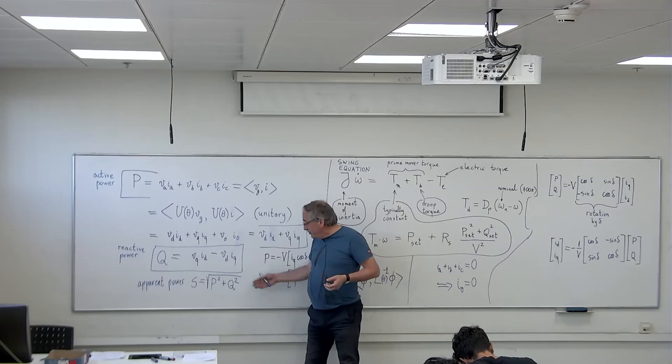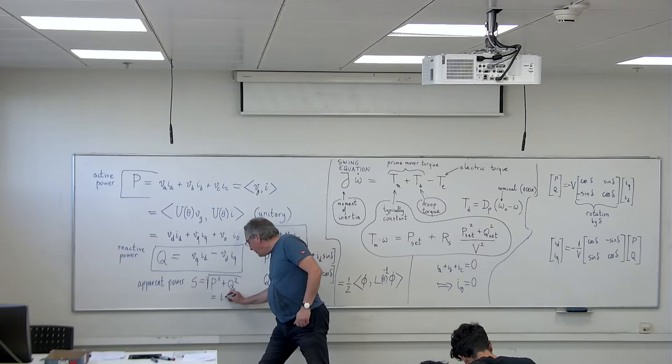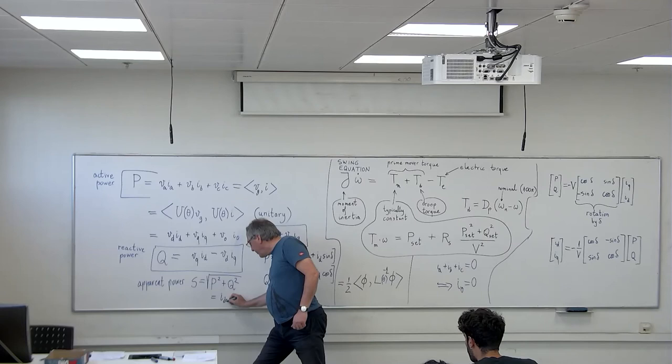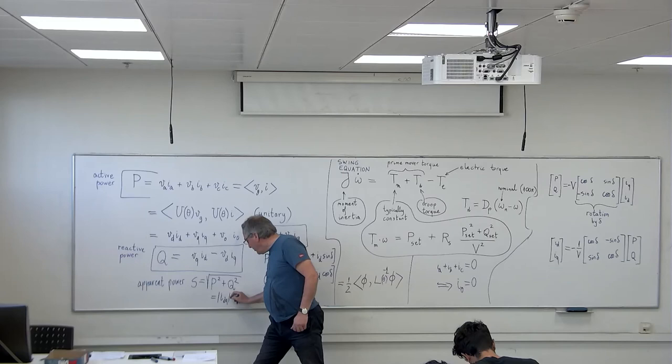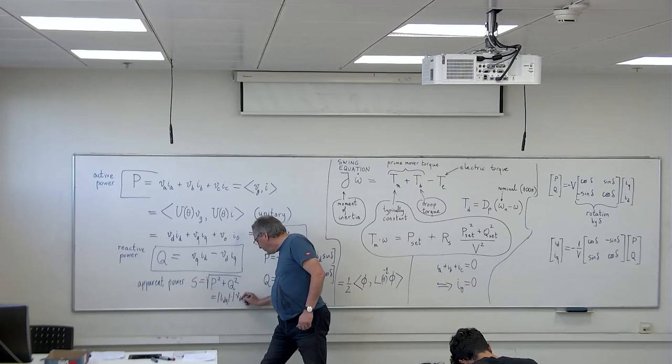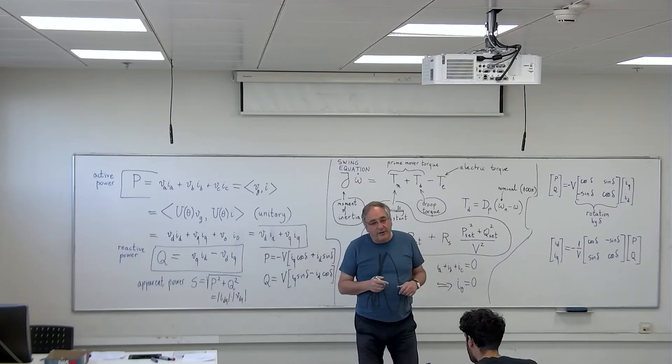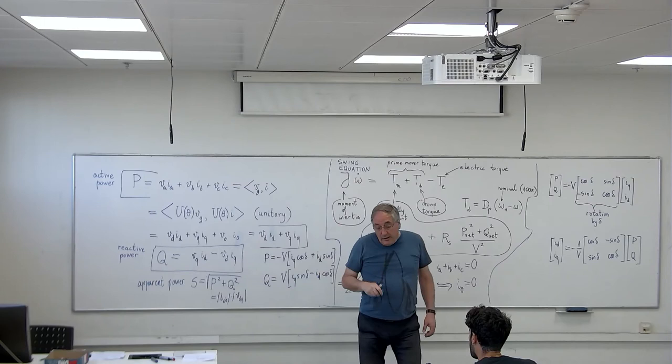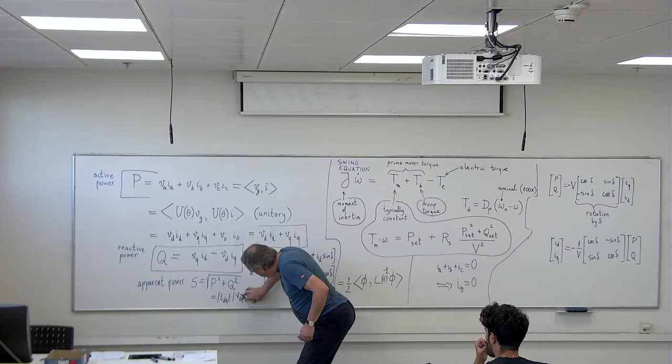So in total, this is equal to the dq current vector, so the vector of id and iq, in absolute value, times the dq voltage vector, also in absolute value, and without any cosine or any sine. Yes, so this is the apparent power.